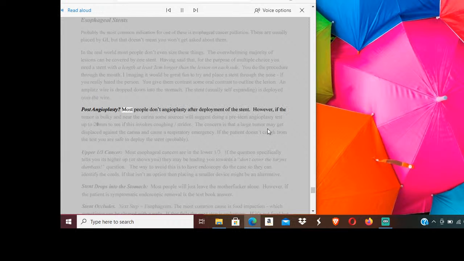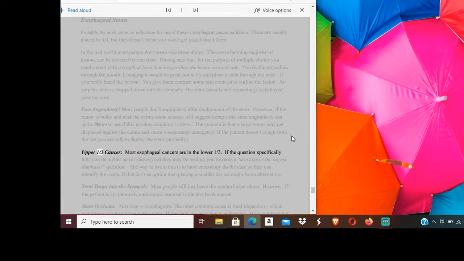Post-angioplasty. Most people don't angioplasty after deployment of the stent. However, if the tumor is bulky and near the carina, some sources will suggest doing a pre-stent angioplasty test up to 20 mm to see if this invokes coughing or stridor. The concern is that a large tumor may get displaced against the carina and cause a respiratory emergency. If the patient doesn't cough from the test, you are safe to deploy the stent, probably.